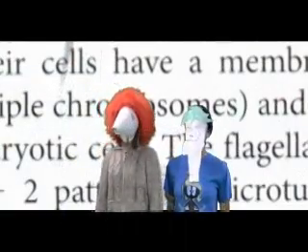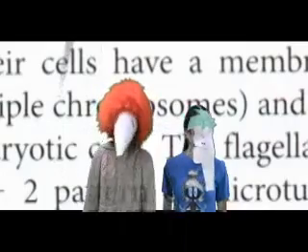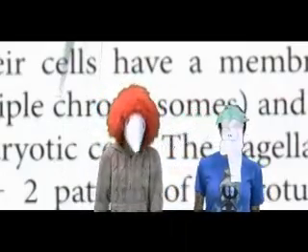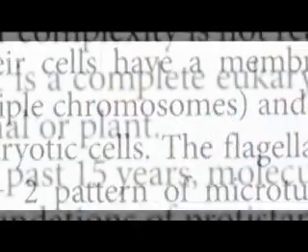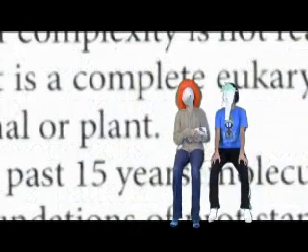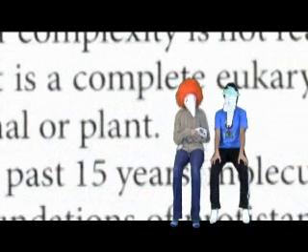Endosymbionts live inside a host organism. Symbiosis is the association of two or more species. Protists are the simplest of eukaryotes, although their cells are very elaborate. They have a membrane-enclosed nucleus and a specific pattern of microtubules.